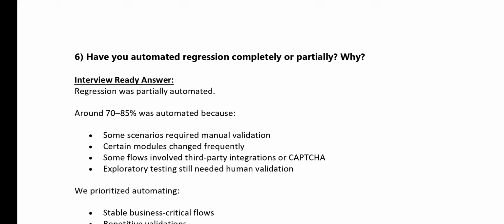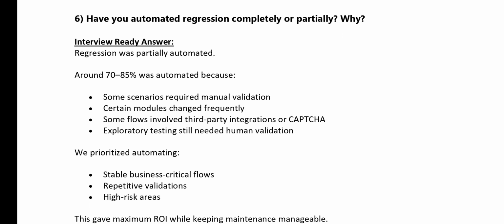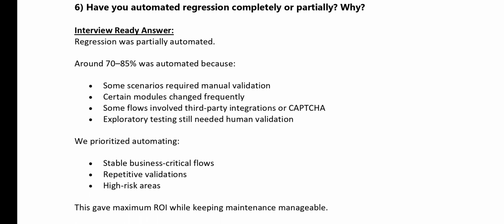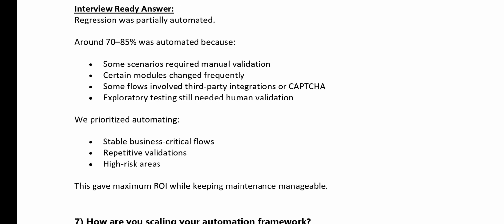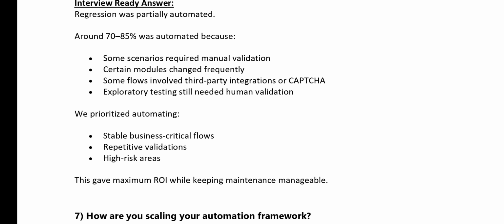The next question goes like, have you automated regression completely or partially? Okay, so you can tell regression was partially automated. Around 70 to 80% was automated because some scenarios required manual validation, and certain modules changed frequently.